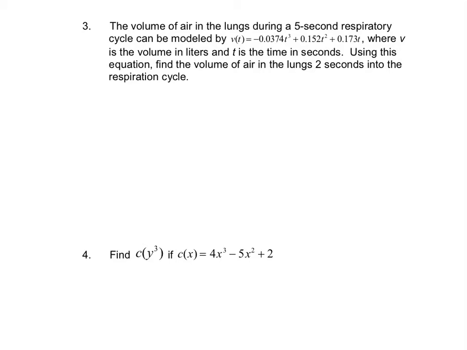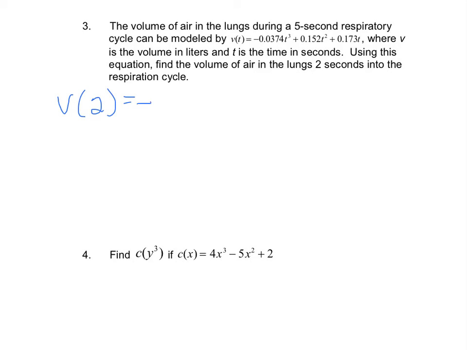The volume of air in the lungs during a 5-second respiratory cycle can be modeled by the following function, where V is the volume in liters and T is the time in seconds. Using this equation, find the volume of air in the lungs 2 seconds into the respiration cycle. So we basically want to find V of 2. So everywhere we see a T, we're going to put a 2.